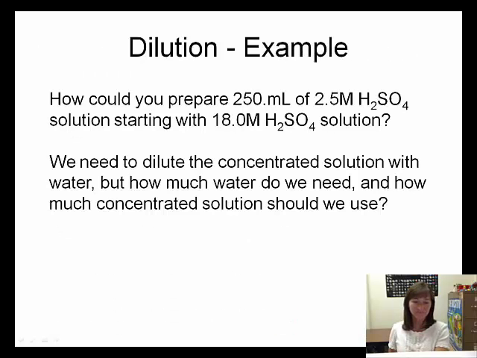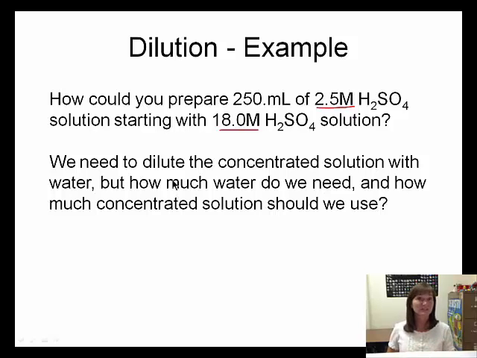So here is another dilution example. How could you prepare 250 milliliters of a 2.5 molarity sulfuric acid solution, starting with an 18 molarity sulfuric acid solution? First of all, can you see which one is more concentrated? Is the 18 molarity more concentrated or less concentrated than the 2.5 molarity? And I hope you can see that the bigger the number, the more concentrated it is. So how can you prepare 250 milliliters of 2.5 if I start with 18 molarity?